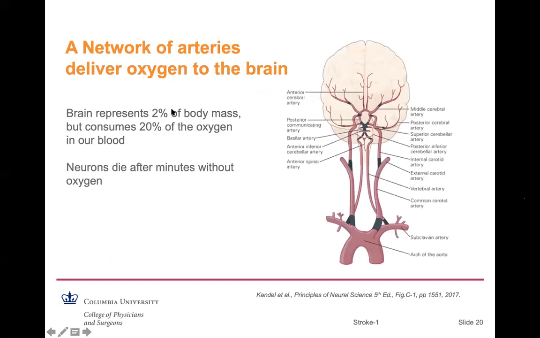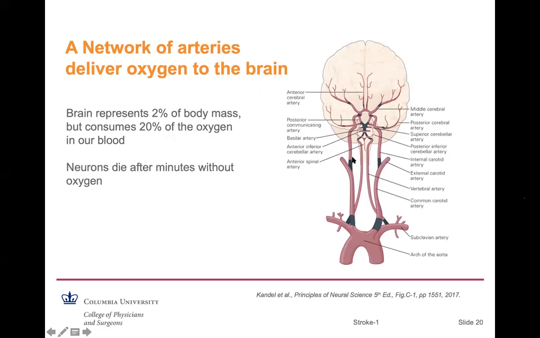And so oxygen is the key ingredient for human beings, and that is true for the brain also. The brain actually consumes 20% of the oxygen in our blood. So even though the brain is just 2% of our body mass, it takes 1/5 of all the oxygen in our bloodstream. That's how important the brain is. That's why it's called a vital organ. It consumes so much of the oxygen that we take into our blood.